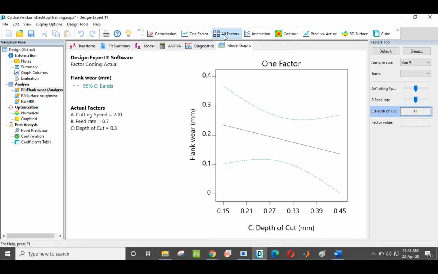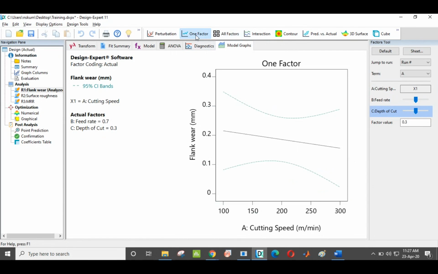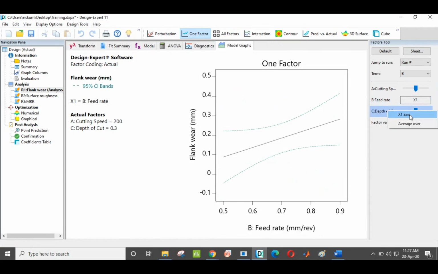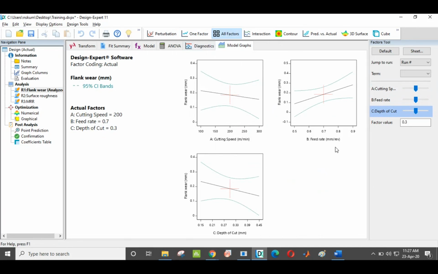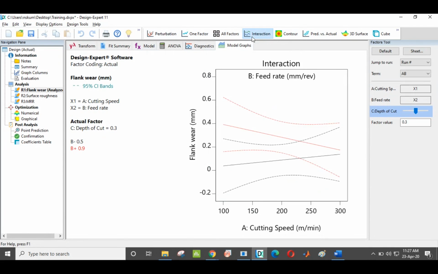Then comes the interaction, all factors. So here in one factor, I am going to change the axis. Right click, change the axis. But all these three graphs are seen in all factor graphs. Similarly, here you can see 95% confidence interval bands, because all these statistical analyses are being carried out as per the 95% confidence interval.